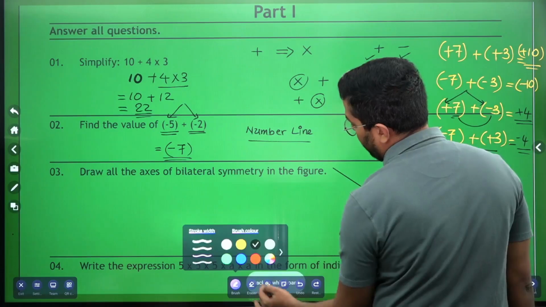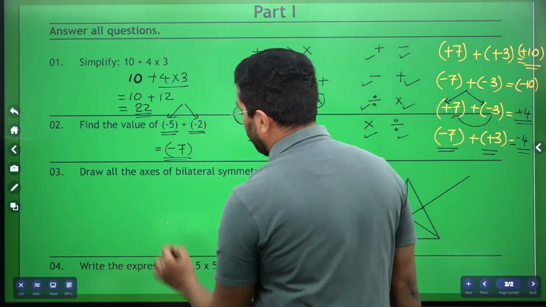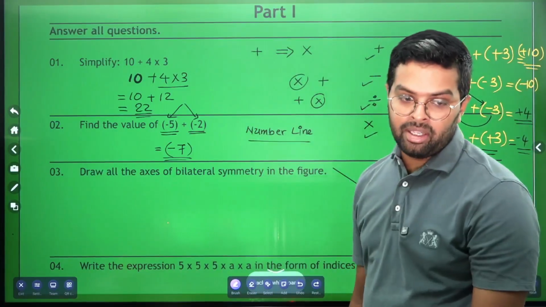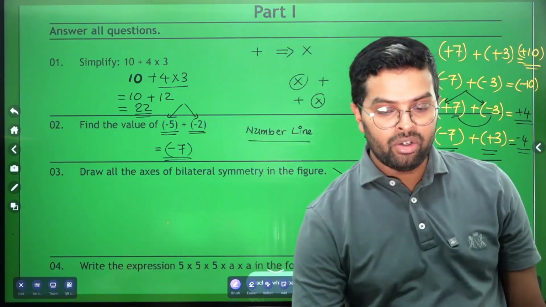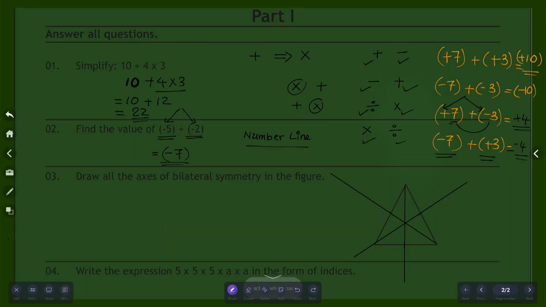Let me write the answer for question number 4 also here. Write the expression 5 into 5 into 5 into A into A in the form of indices.